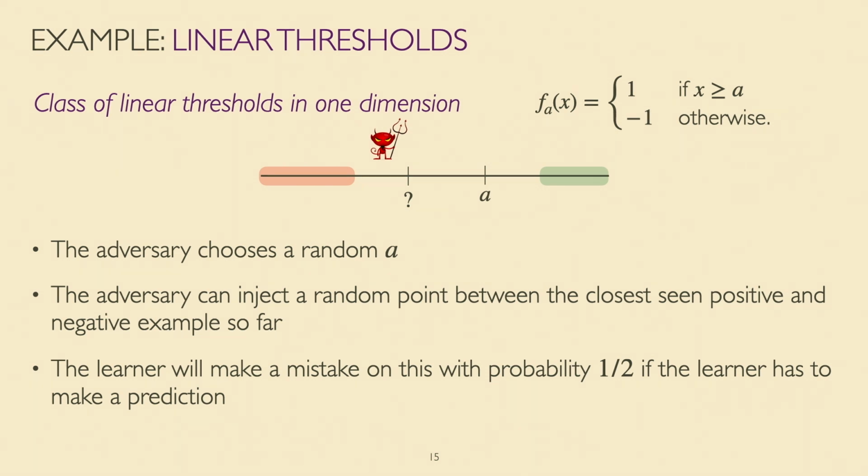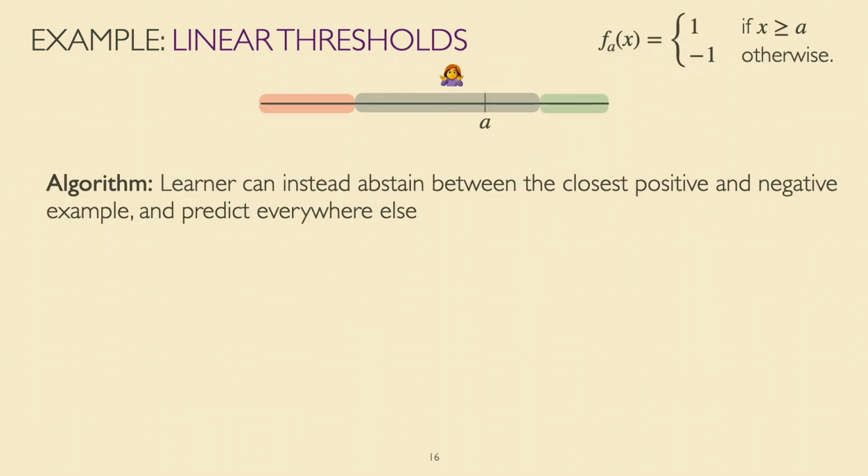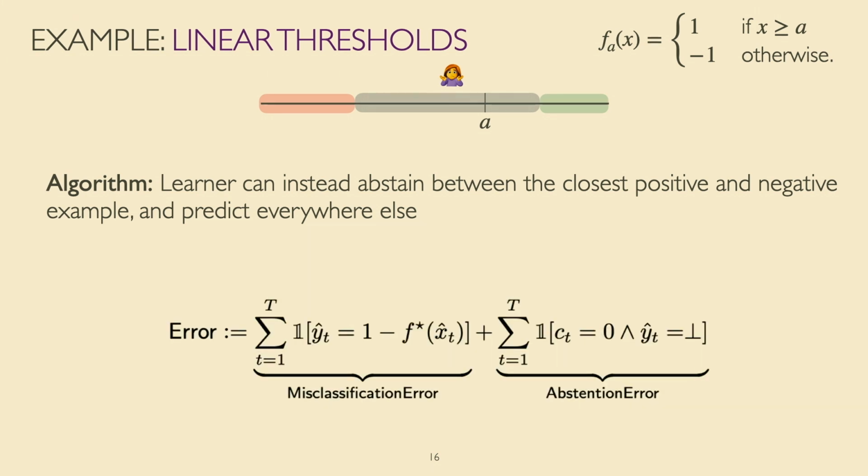Now that we allow the learner to abstain, what can the learner do? One thing you can think about is that the learner can just decide to abstain between the closest positive and closest negative. This is a very clean, simple algorithm. Now what happens to the errors? There's going to be no misclassification error in this case, because you're always predicting when you're sure of the label, and you're abstaining wherever you're not sure. So the only thing you need to worry about is the abstention error: how many IID examples could fall in this interval?